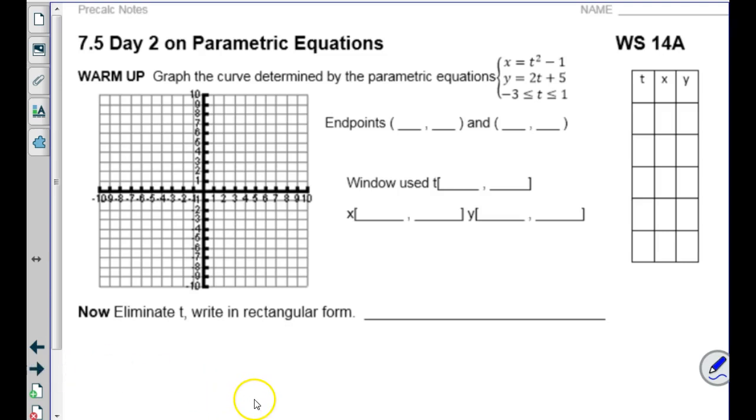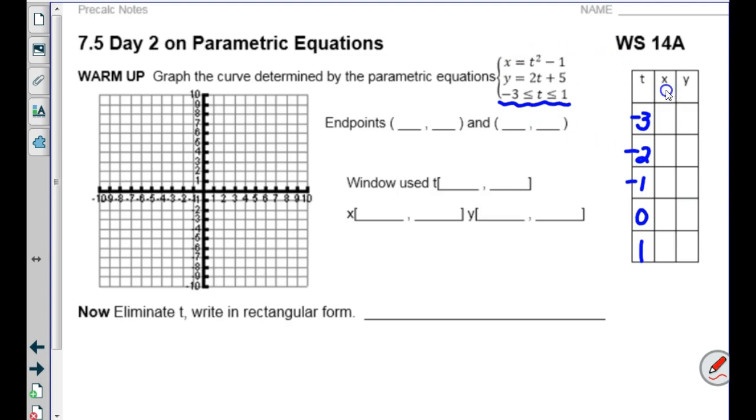This is the warm-up at the top of 14A. Probably the first thing I would suggest we look for is where the endpoints are going to occur, or what the parameters for t are. Yes, -3 to 1. So if I fill this little table in, I'd have -3, -2, -1, 0, and 1 as the integers. You could definitely put in decimals, but that sounds like a lot of work. I'm going to do this one by hand real quick since there's so few points, and then we can do it on the calculator.